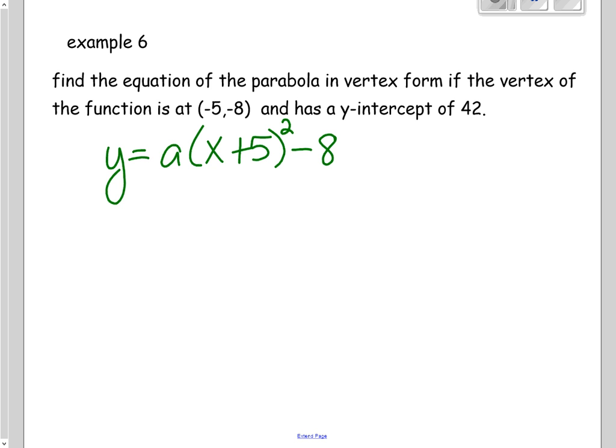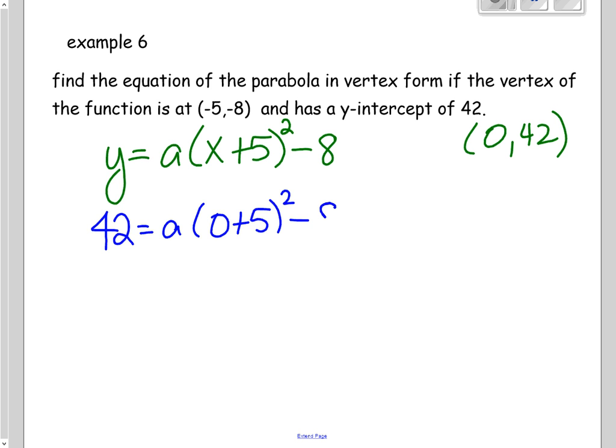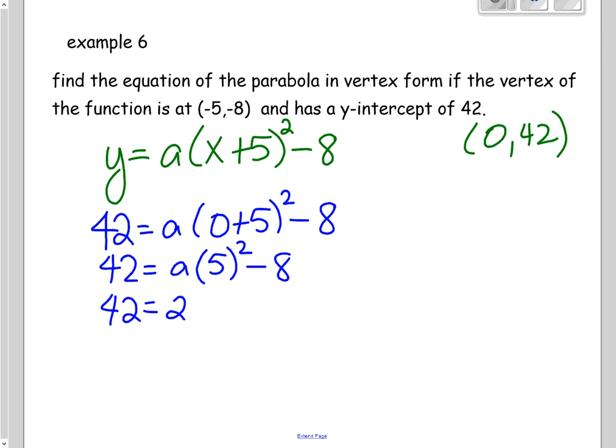All right, looking good so far. Now I have a y-intercept of 42, so 0 comma 42 is my point, which means wherever there's an x, I'll put a 0. Wherever there's a y, I'll put a 42. So 42 equals a 0 plus 5 squared minus 8. 42 equals a 5 squared, right? 0 plus 5 is 5 minus 8. So 42 equals 5 squared, which is 25a minus 8. So there's my equation. Let's go ahead and solve it now by adding 8 to each side.